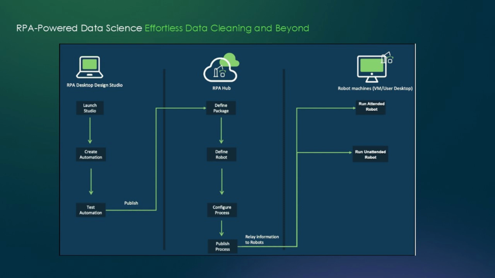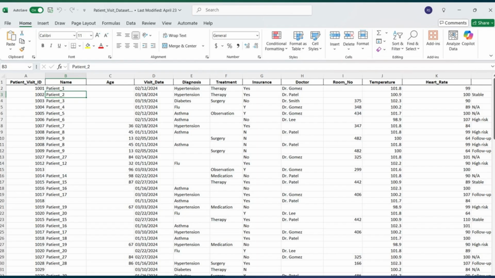RPA Hub. This is the central console that allows us to define an RPA process by assigning packages to robots. It also manages credentials, schedules, resources, and queues. The robot. This is a software agent installed on a desktop or virtual machine that executes the automated task defined in the workflow. Now, let's walk through a demo showcasing how ServiceNow RPA is used to clean a patient visit dataset.